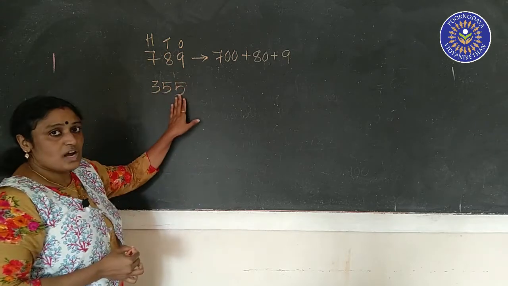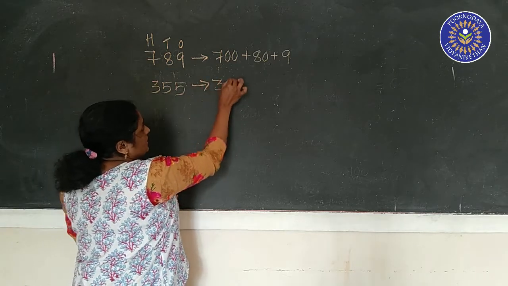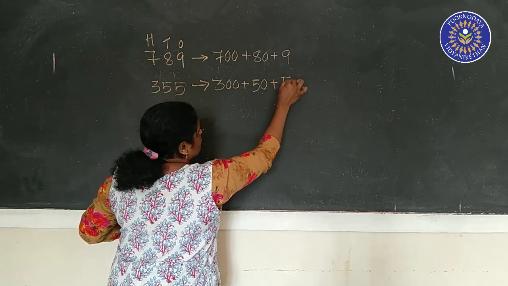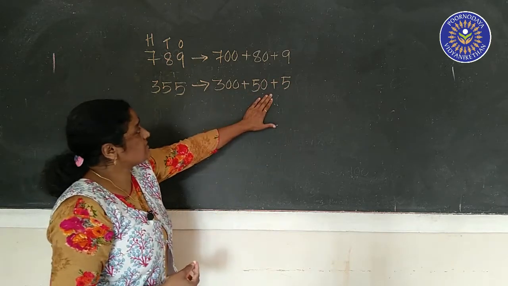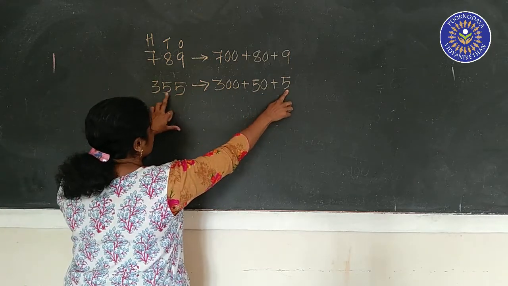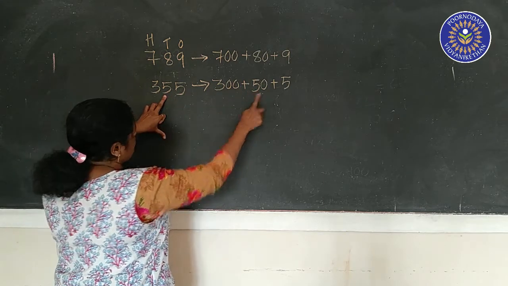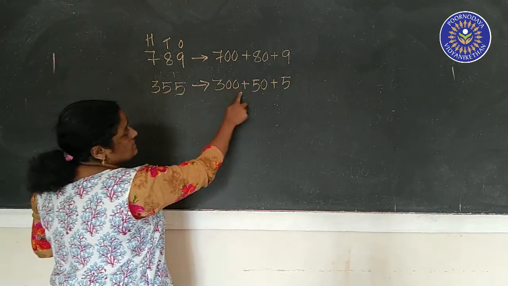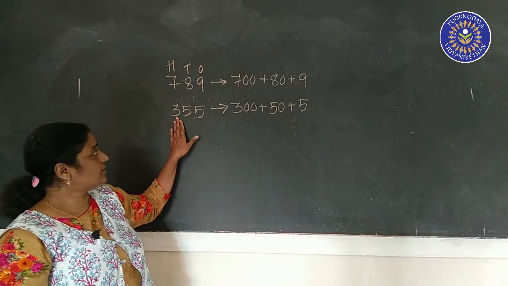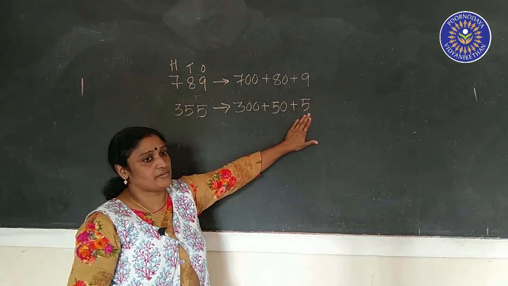Next, 355. How will we write the expanded form? 300 plus 50 plus 5. How did we get this? In the ones place there is 5. 5 ones, 5. Then in the tens place there is 5. 5 tens, 50. 300s, that is 300. This is the expanded form of 355. 300 plus 50 plus 5.